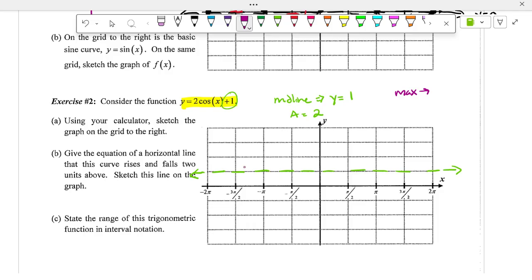So count 2 units up from the midline. If I count 2 units up, where's my max? At 3. So my max is at y equals 3. I'm actually going to graph that line, and you'll see why in a second.